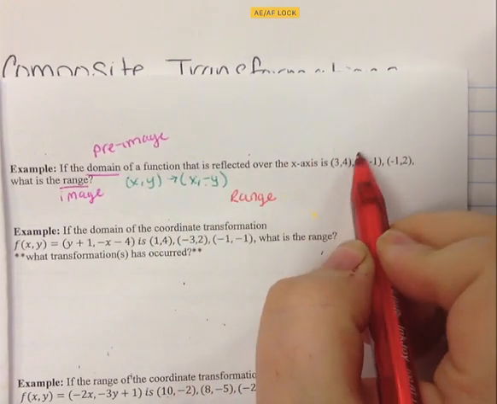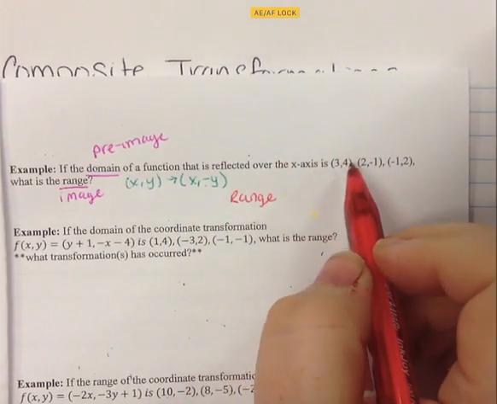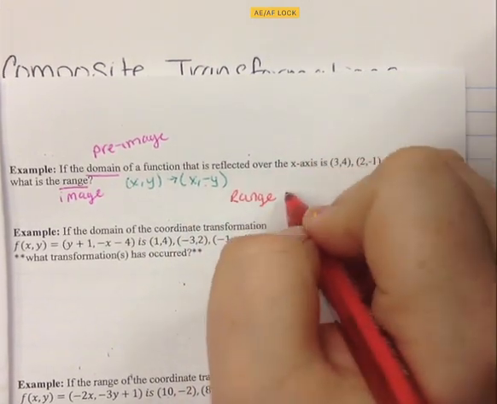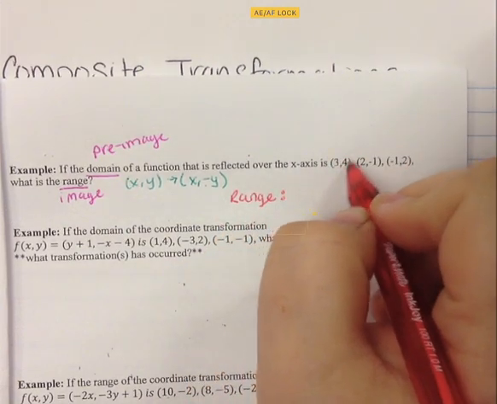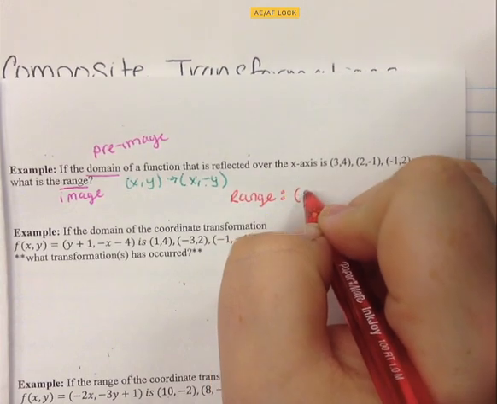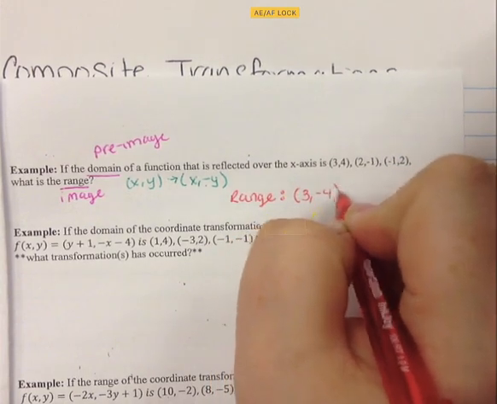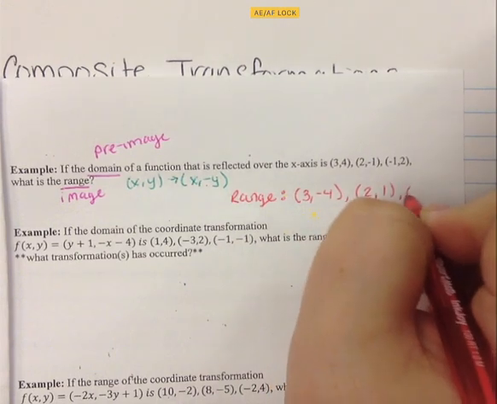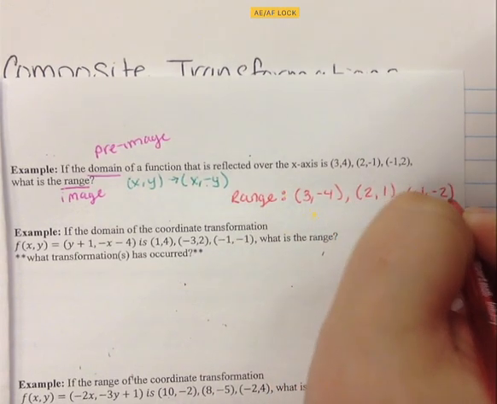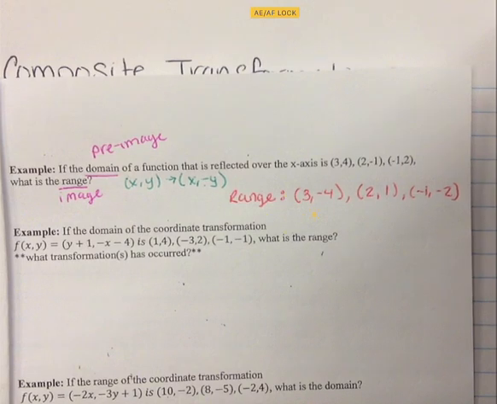It's not labeled as A, B, or C, so we don't have to put A prime, B prime, C prime. Our range tells us that it is our primes. So we just want to negate the y values. The first one is (3, -4). Then we'll have (2, 1). And then we'll have (-1, -2). Those are our range coordinates, so that's our range.